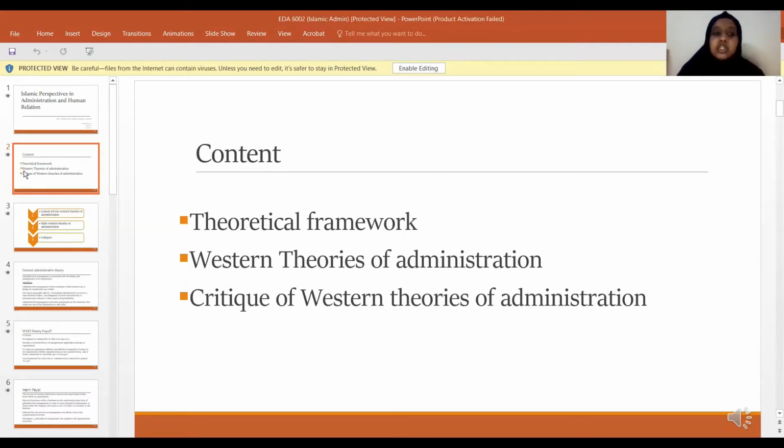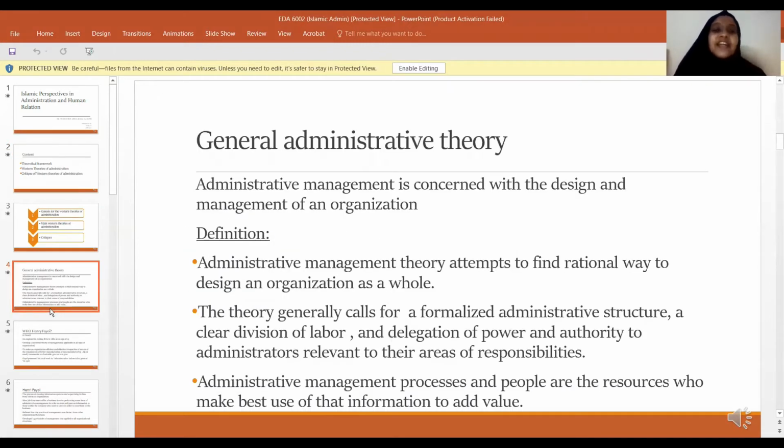Western theory of administration. First of all, what is the theory? The general administration theory is the administrative management concerned with the design and management of an organization. The definition of this theory is that administration management theory attempts to find a rational way to design an organization as a whole. It is a general call for a formalized administrative structure, a clear division of the labors and delegations of power and authority to administrators relevant to their area of responsibility.